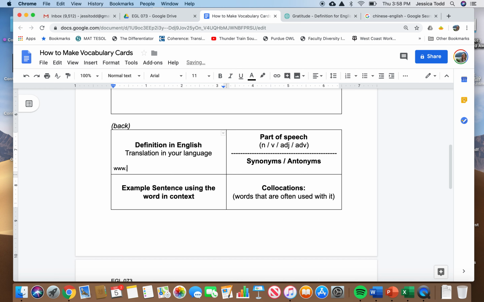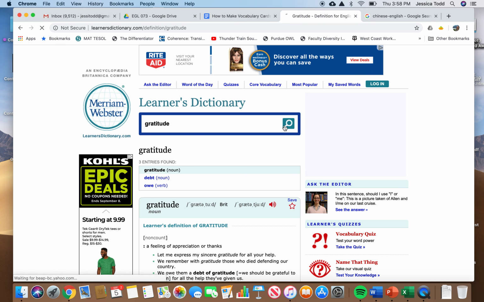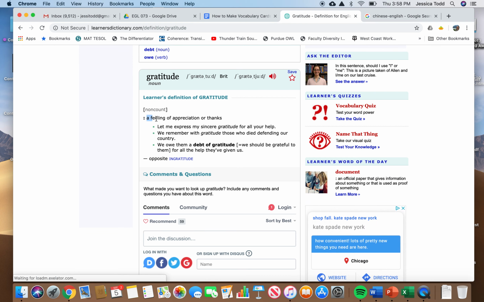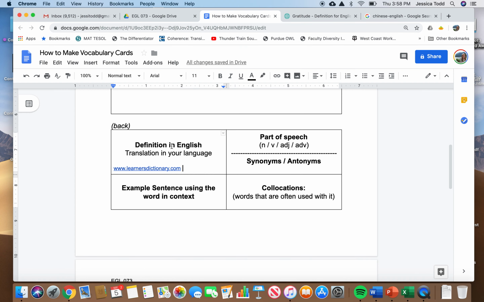So the first thing is a definition in English. Now, I like to use this website, www.learnersdictionary.com. And I like this website because it's an English language learners dictionary. So the definitions are really easy to understand. They have clear examples, and it's not super confusing like some dictionaries can be. So I've already looked the word up here. I've typed in gratitude and searched for it, and I found this. Gratitude means a feeling of appreciation or thanks. So that's very easy to understand.